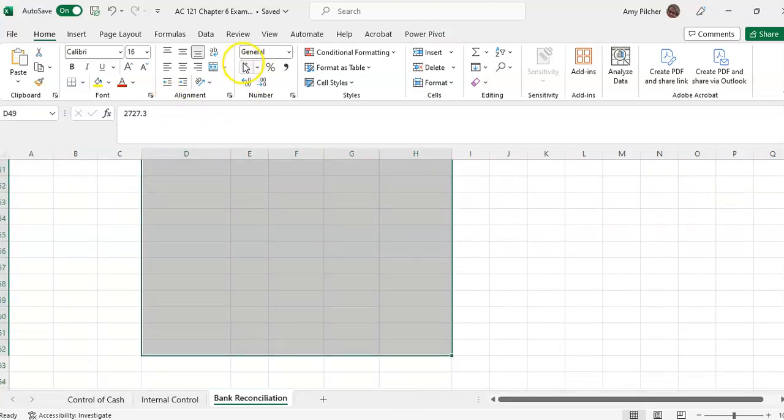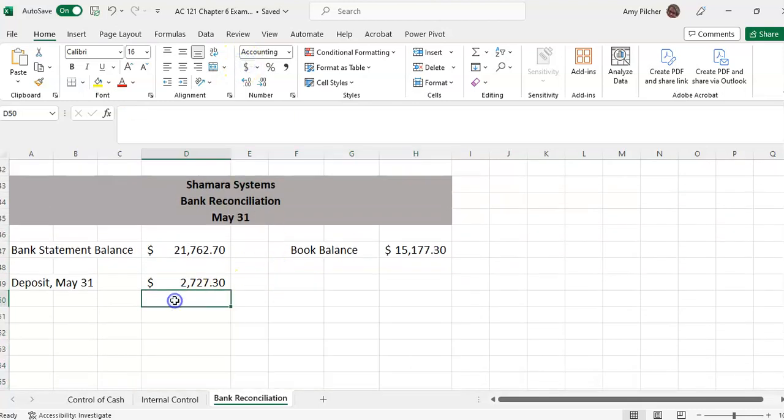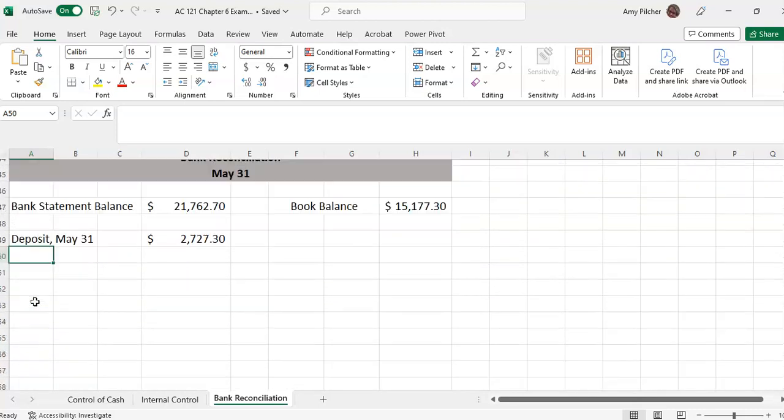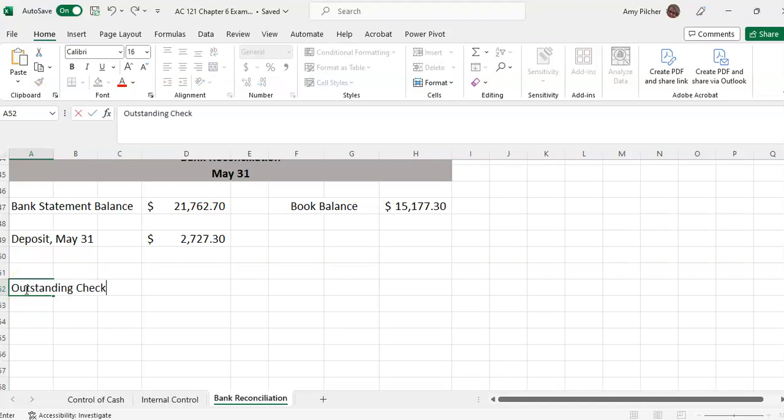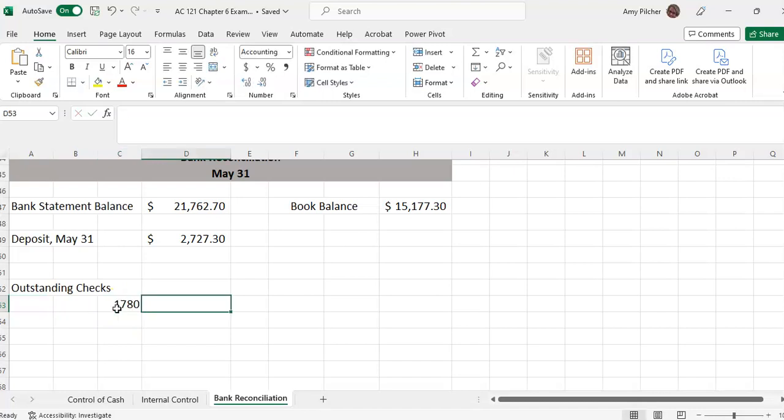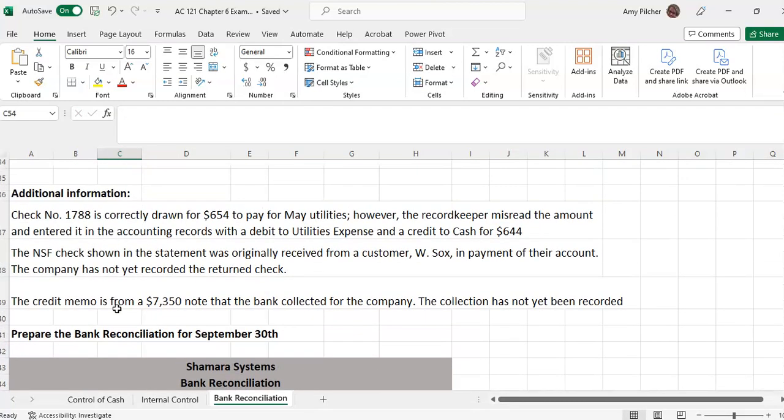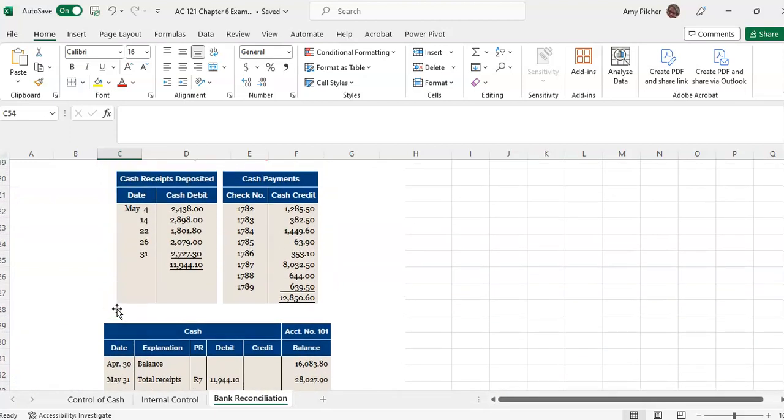Just going to format all of that as dollars. Okay. We don't have any other outstanding deposits, so now we can go to outstanding checks. It already told us that check 1780 is outstanding, and the amount for that was $1,425.90. So now we need to look at our accounting records and our bank statement to see what other checks are outstanding. And you can just look one by one.